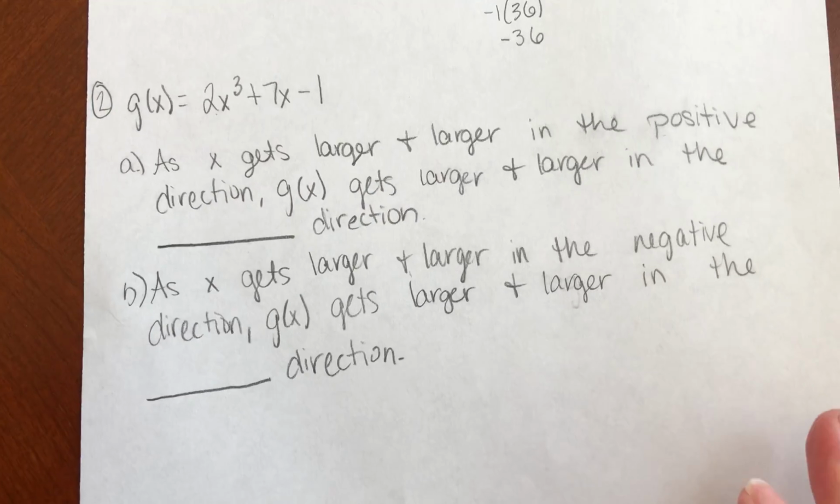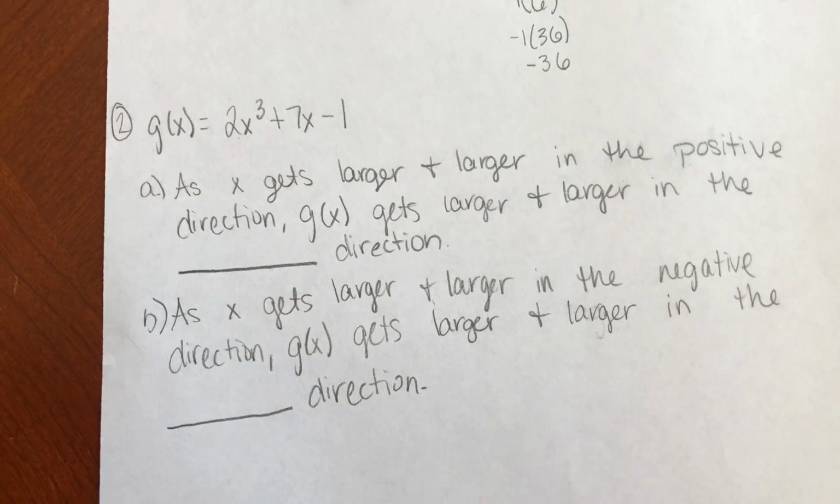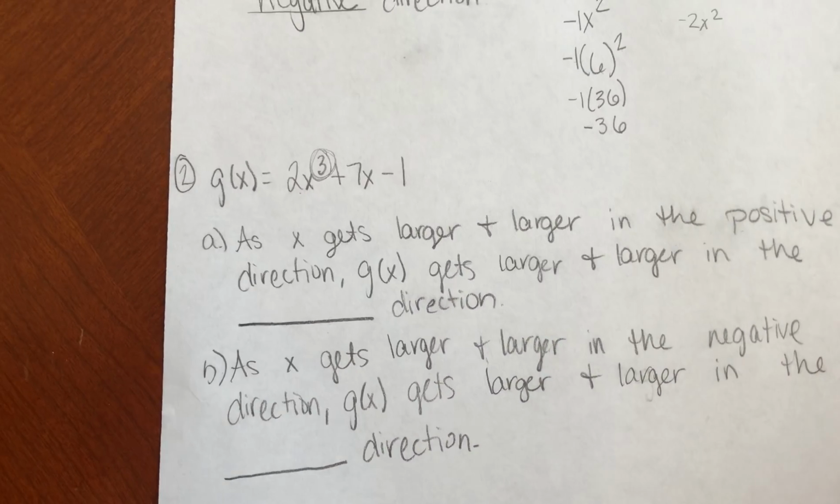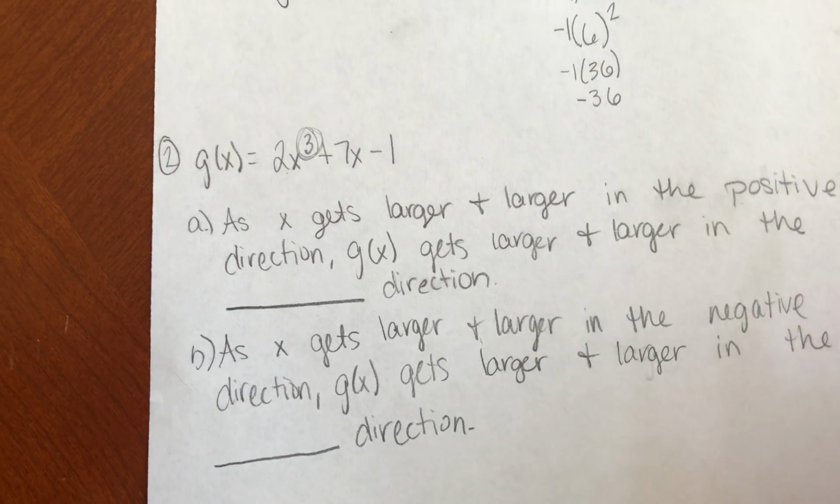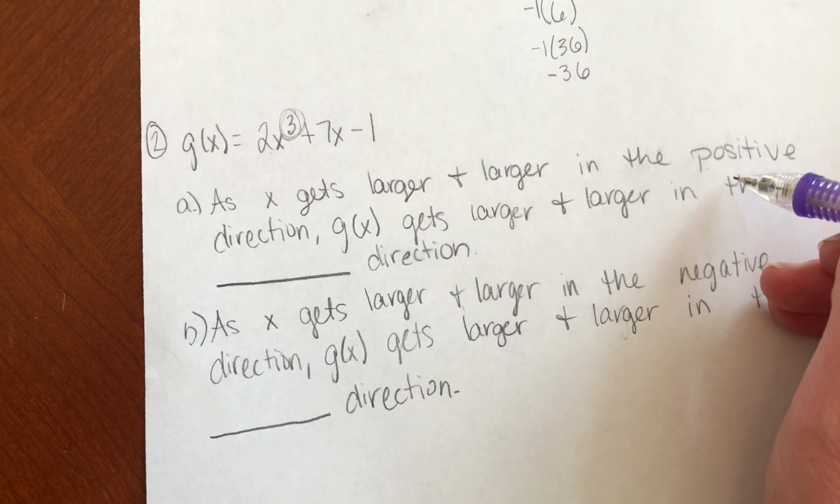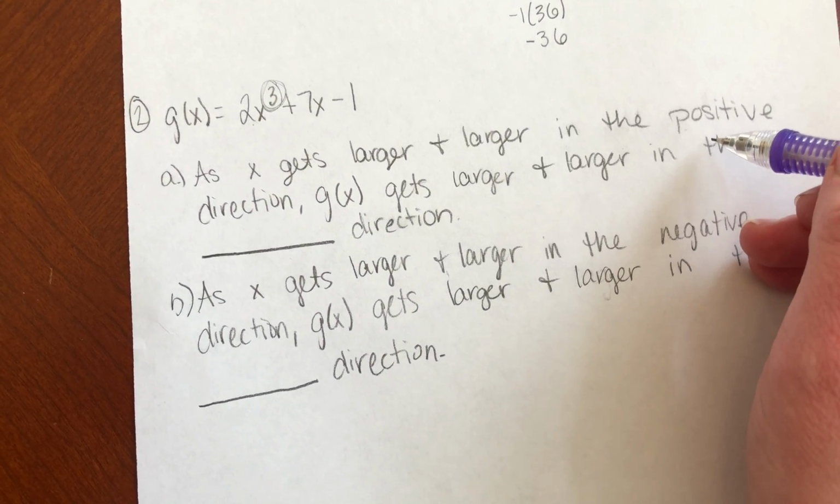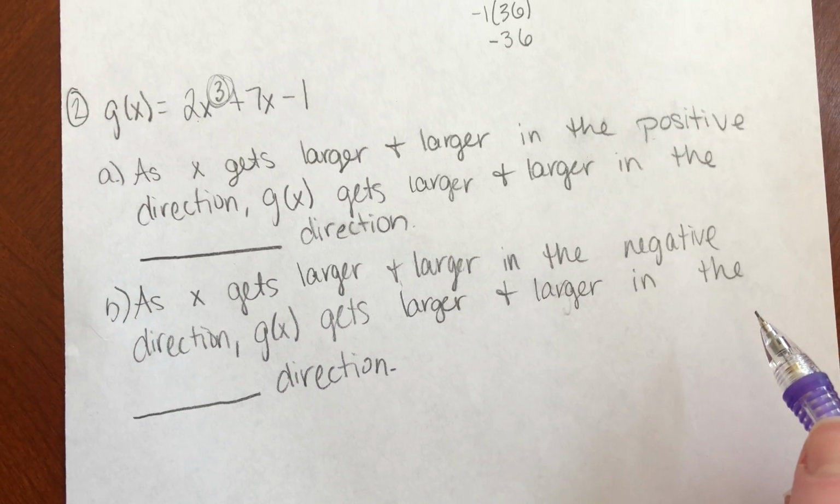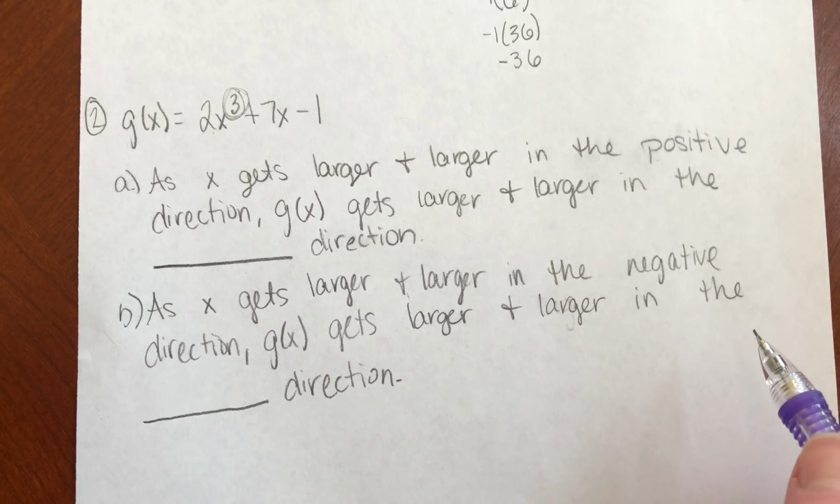My second function is a little bit different, right? Because if you look here, I have an odd polynomial. That's going to be split end behavior, meaning when it goes one direction, it's going to go positive, and then when it goes in the other direction, it's going to go negative. It goes opposite ways. And I need to figure out what that way is.